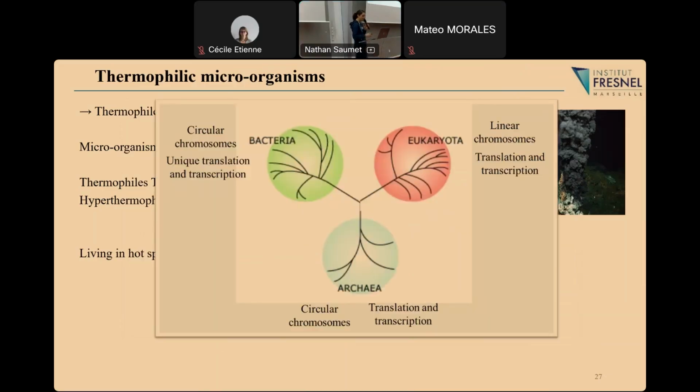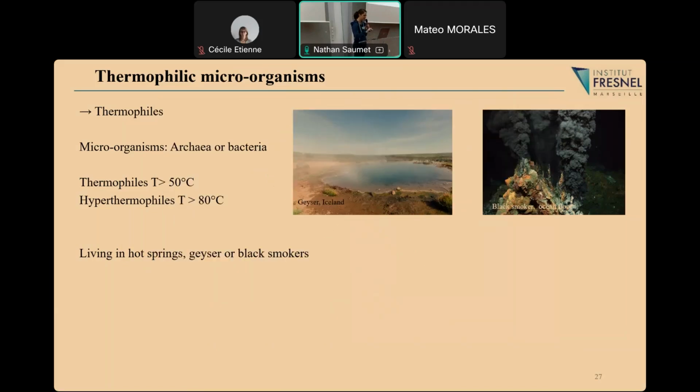And if we look at this, the biological classification is not a two-domain system. It's a three-domain system. So we have eukaryota, bacteria, and archaea. Archaea have characteristics which come from the eukaryota, like the genetic and metabolic pathways, such as translation and transcription of the DNA. But archaea also share behavior with bacteria, like circular chromosomes and morphological similarity. They are smaller than eukaryota.